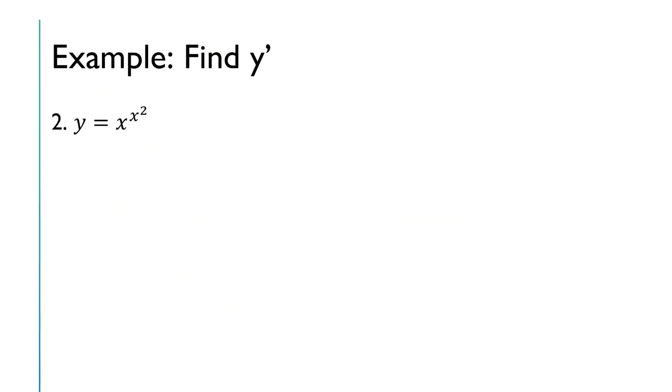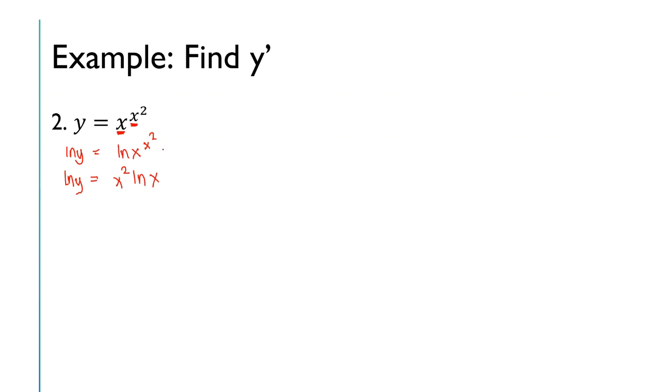So here we have our second example. Find the y prime from the equation y is equivalent to x raised to x squared. As you can see, a variable is again raised to a variable, so in this case we have to apply logarithmic differentiation. To begin, we have to take ln of both sides. So we have ln y is equivalent to ln of x raised to x squared. Applying the properties of the natural logarithm, we have ln y is equivalent to x squared ln x.